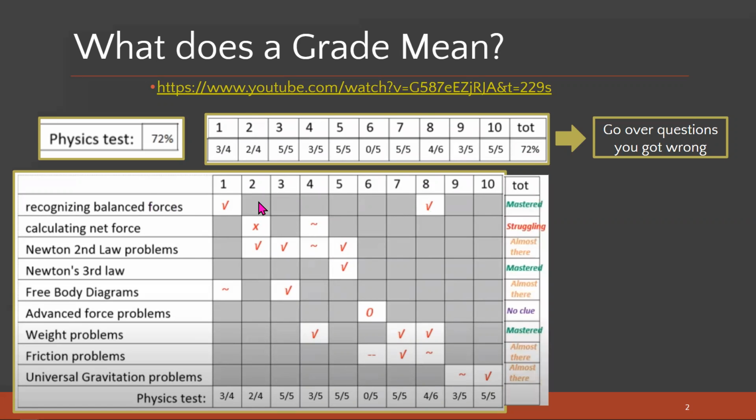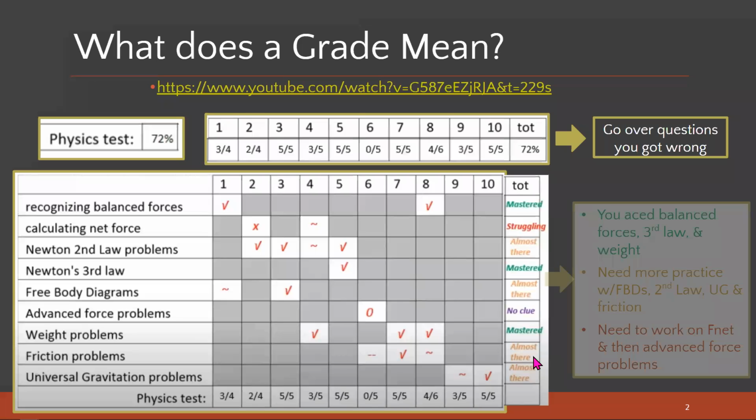So you want to understand whether a student really recognizes when forces are balanced. Can they calculate a net force? Can they attack a second law problem? So by looking across the concepts rather than the problems, you get a better sense of what the students do or do not understand, so you can get them better feedback.